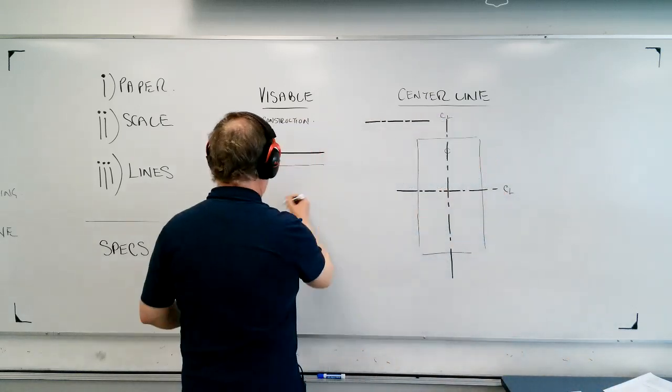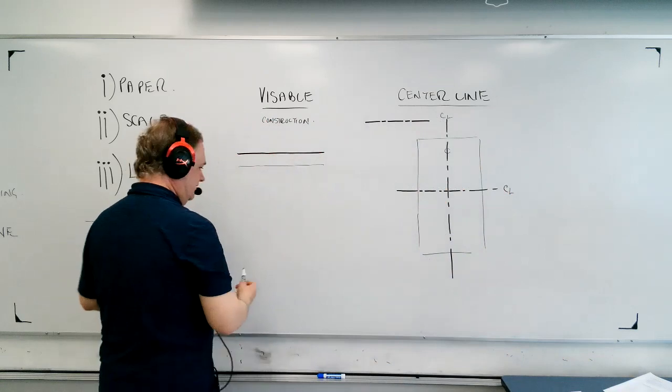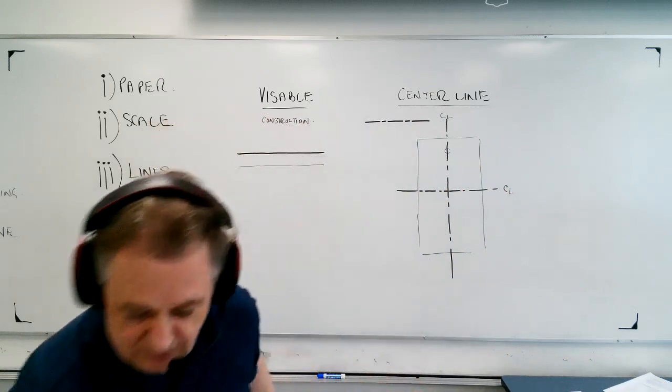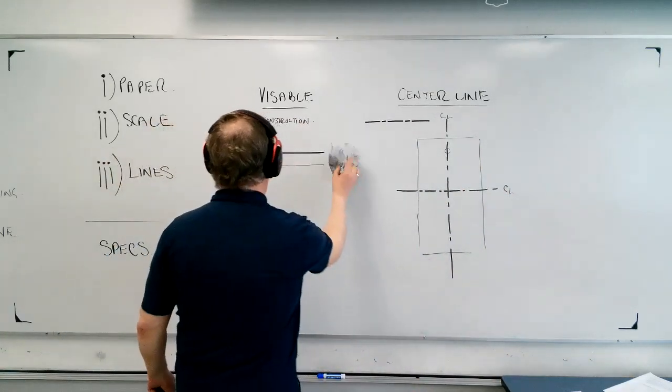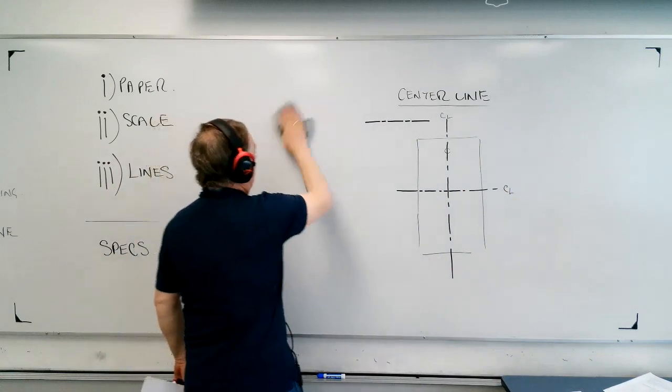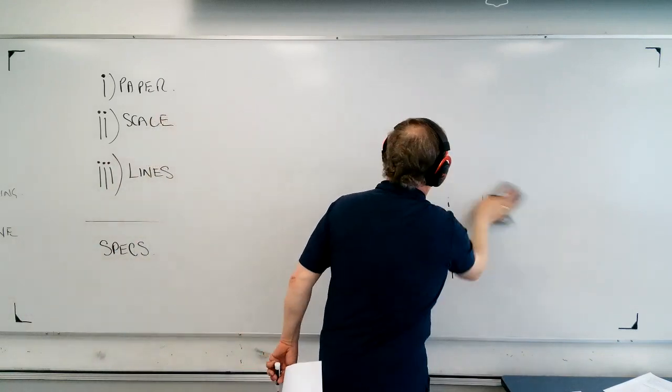Now, let's say that I have an object. I'm going to get rid of those two to avoid confusion, so we know what the center line looks like. We know what our visible line looks like. And let's do this.